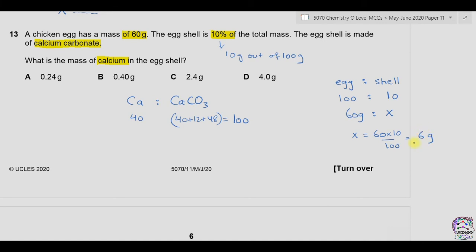Now we have actually 6 grams of calcium carbonate, so therefore in 6 grams how much calcium will be present, so we can cross multiply and find the value of x. So x will be equal to 40 into 6 divided by 100, and it is equal to 2.4 grams. So therefore mass of calcium present in eggshell is actually 2.4 grams.